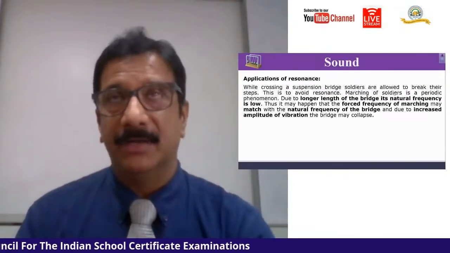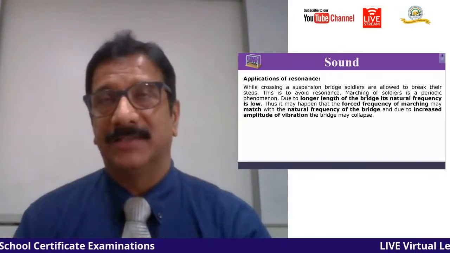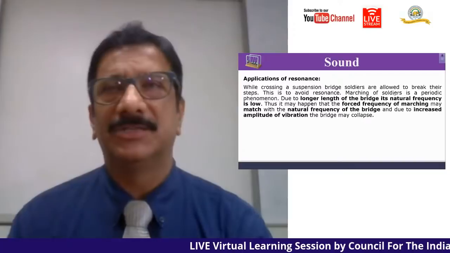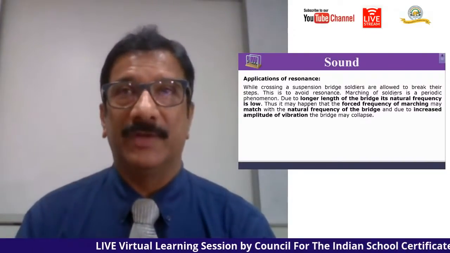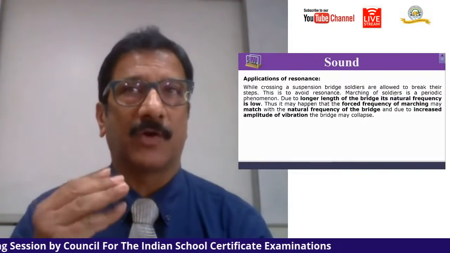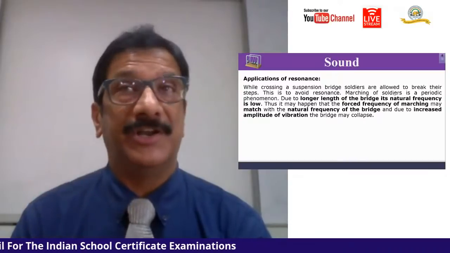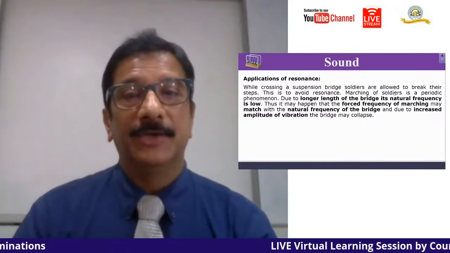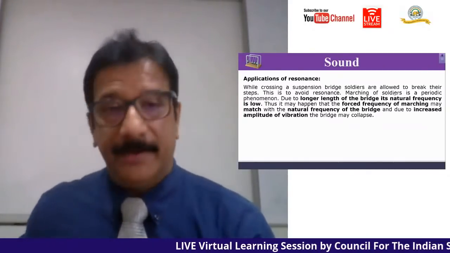And this has happened in France, I think, over the river Main. The bridge is called the Angers Bridge, and it collapsed when the soldiers were crossing the bridge. I think almost 400 soldiers were crossing, and more than 200 died when they fell, because there were already stormy conditions and the soldiers died.